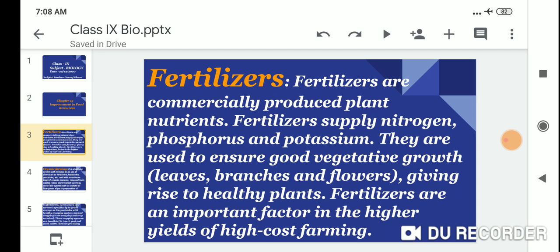Fertilizers. Fertilizers are commercially produced plant nutrients. Fertilizers supply nitrogen, phosphorus, and potassium. They are used to ensure good vegetative growth, leaf, branch, and flower, giving rise to healthy plants. Fertilizers are an important factor in the higher yield of high cost farming.